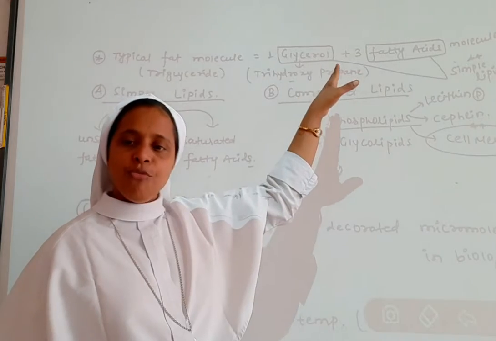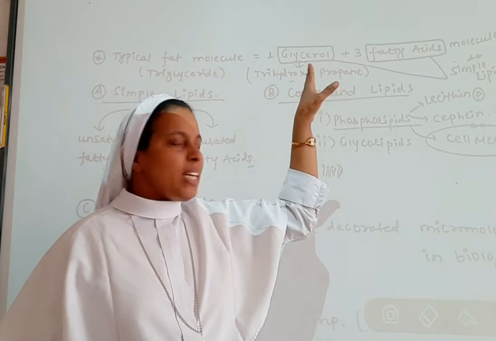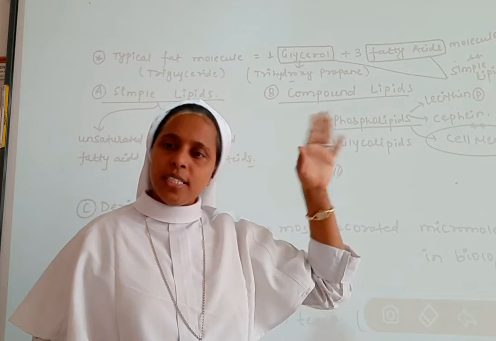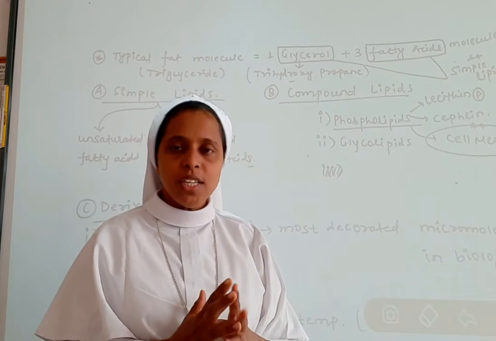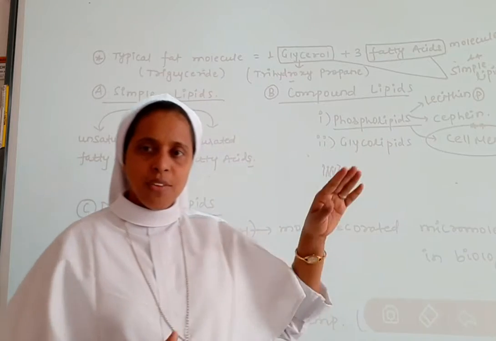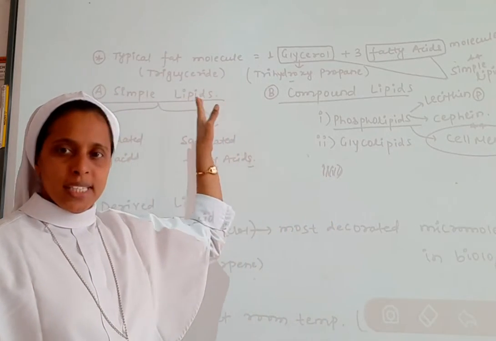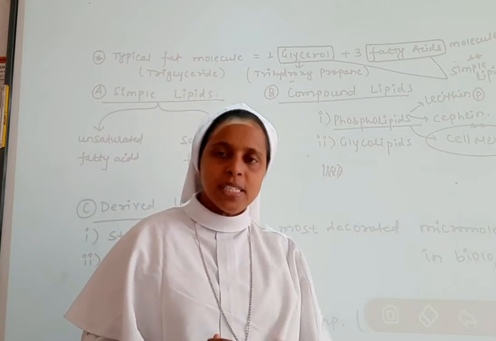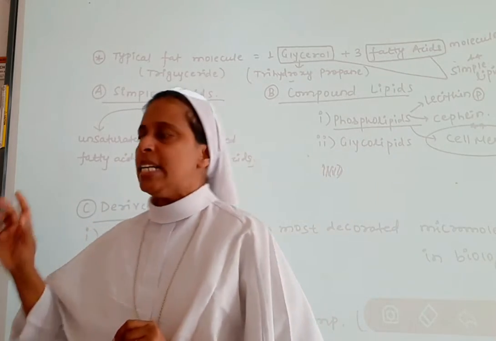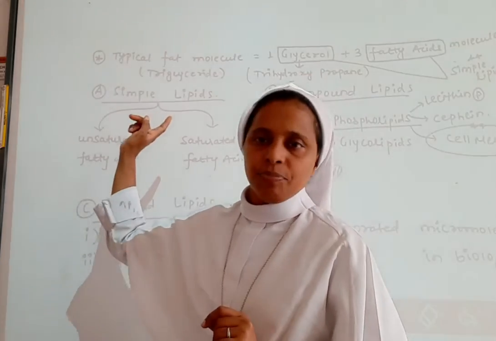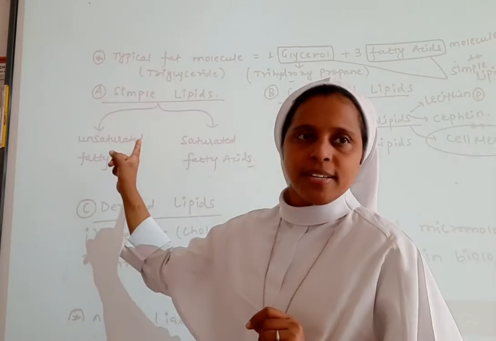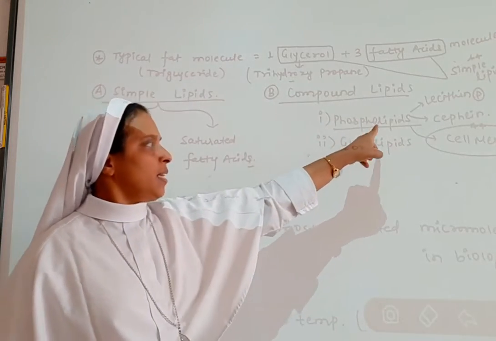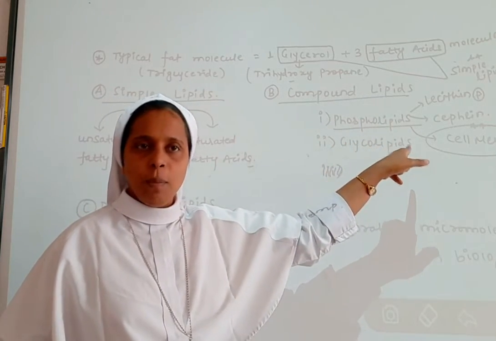And what is glycerol, and how are glycerol and fatty acids formed? Where are they derived from? We know that they are derived from the simple lipids. So we have various types of lipids here: simple lipids, compound lipids, derived lipids. Now let us learn these lipids in detail. Simple lipids are divided into unsaturated fatty acids and saturated fatty acids. Compound lipids are phospholipids as well as glycolipids.